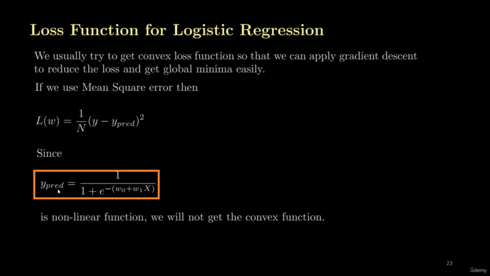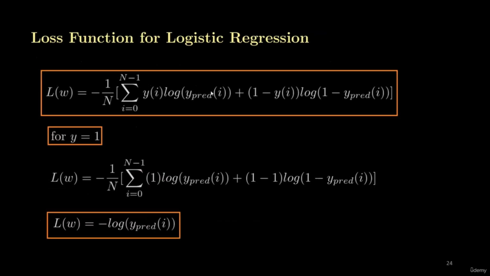So if I put this y predict here and simplify, I will get this equation. So this is the equation of a loss function for the logistic regression, and we can see that it is for n number of samples. Here there is a negative sign. Here there are a number of samples which are n. So we will take summation from 0 to n minus 1.